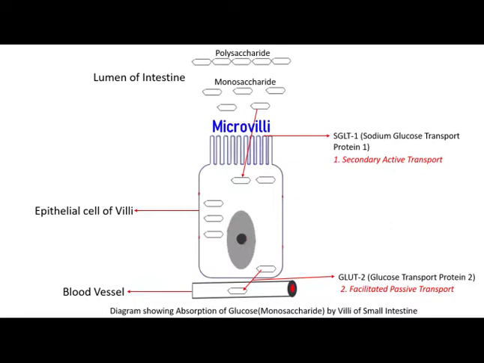Now, microvilli increases the absorptive area. What happens here basically is secondary active transport. In what sense? Here we have sodium ion, highly energized sodium ion, which has taken strength from ATP. One ATP molecule has been used to energize sodium ion. Now sodium ion will give strength to glucose to bring it inside the cell. So this is basically known as sodium glucose transport protein.